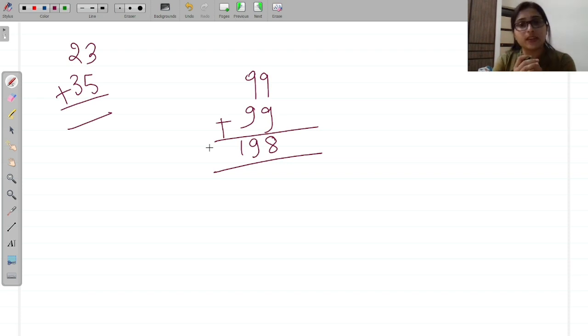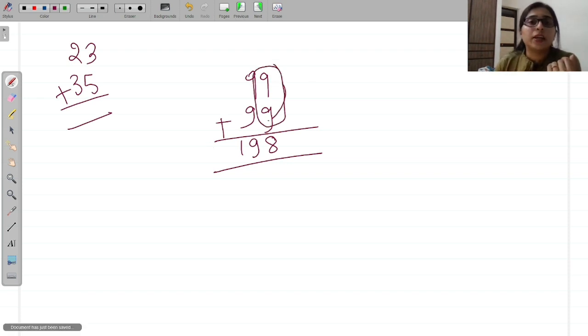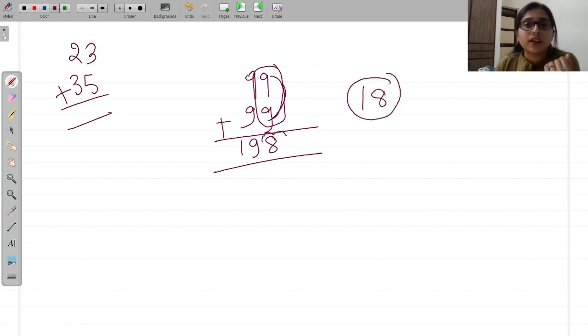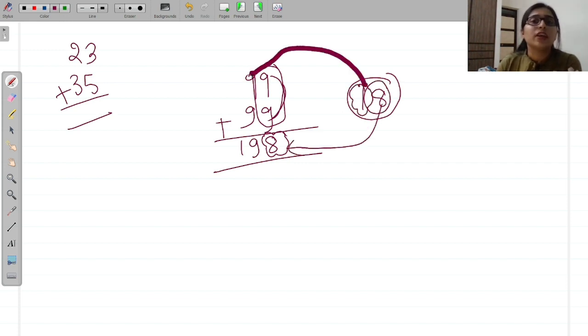So how did you get this? First you went for this column. You added 9 plus 9, 18. But I didn't write 18 here. I wrote only 8. Then where did this 1 go? It went here as a carry. How are you going to say that? 18 can be written as 10 into 1 plus 8.